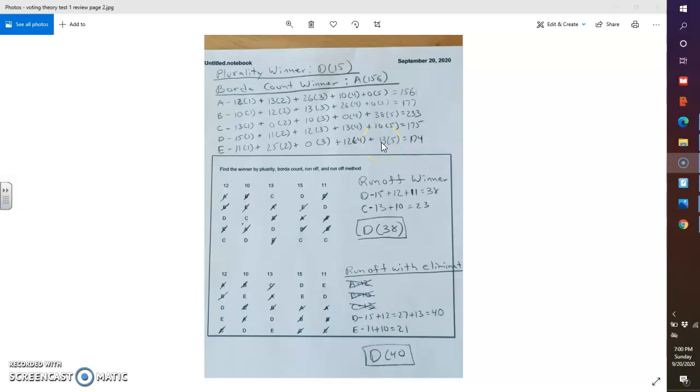And when you add them up, we get 174. So of those 5 numbers, the smallest number wins. And A has the smallest number, so it's A, 156. And once again, we write the score next to the winner. You have to write the score next to your winner.